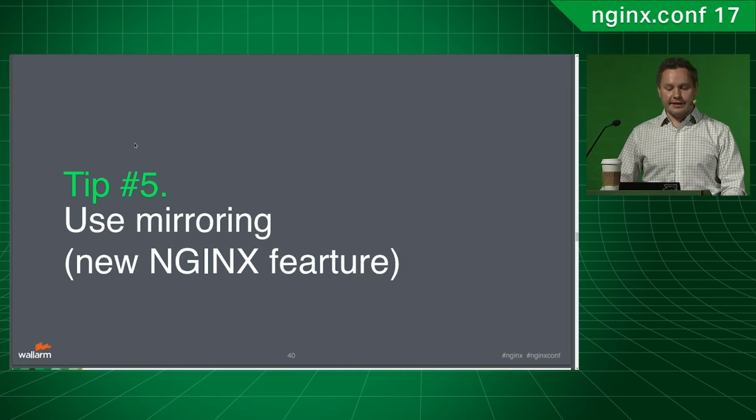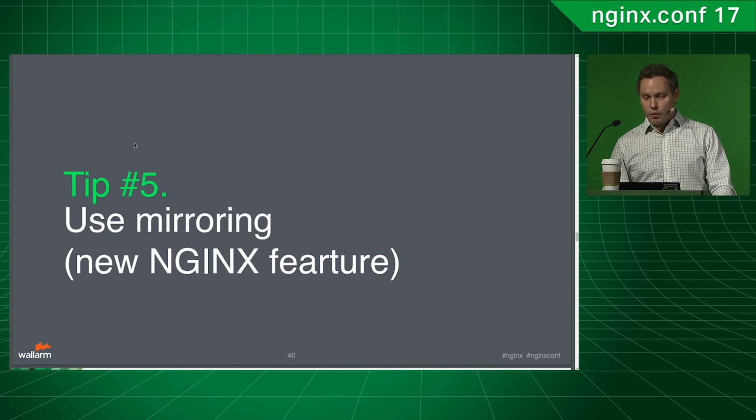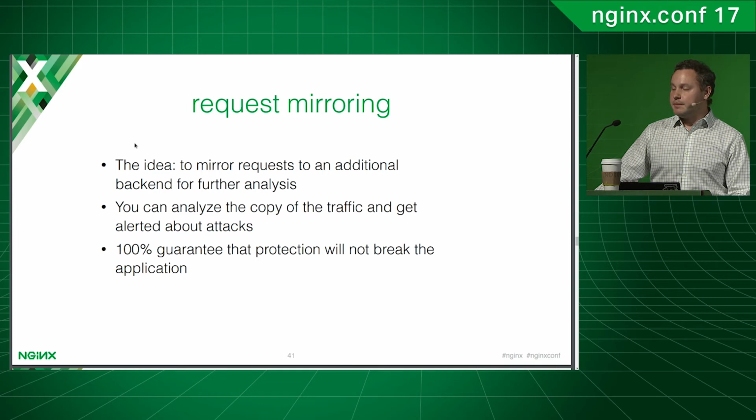Tip number 5, and this is a good new NGINX feature, probably you heard about it today. This is called mirroring. So what is the idea here? Unfortunately, in many cases, what we see, people are afraid to use additional modules in production on the NGINX instances because of different reasons. And it's even a problem to run a POC, a pilot. So for these purposes, you can use a request mirroring feature now and copy every request to an additional backend and analyze it in the additional backend in async mode.